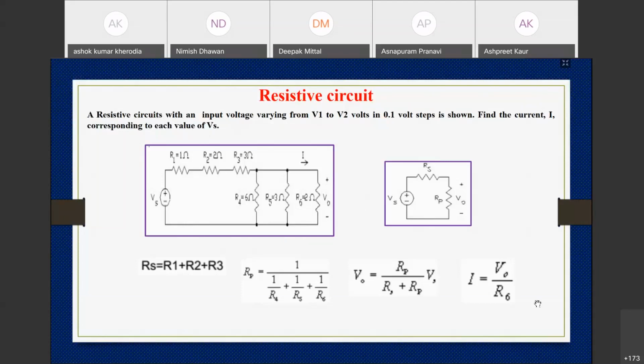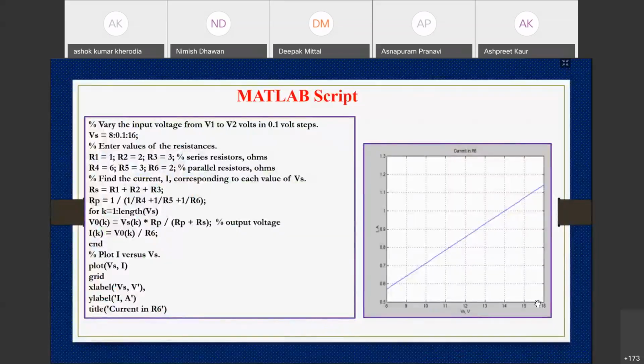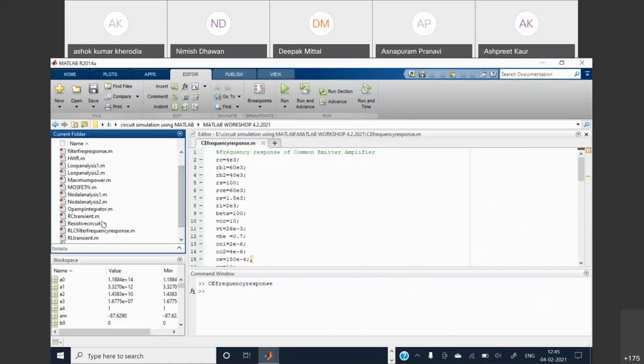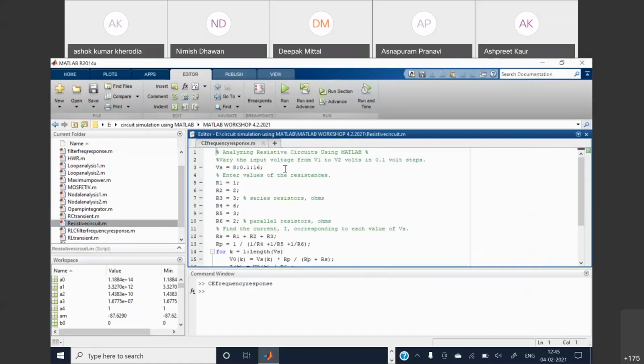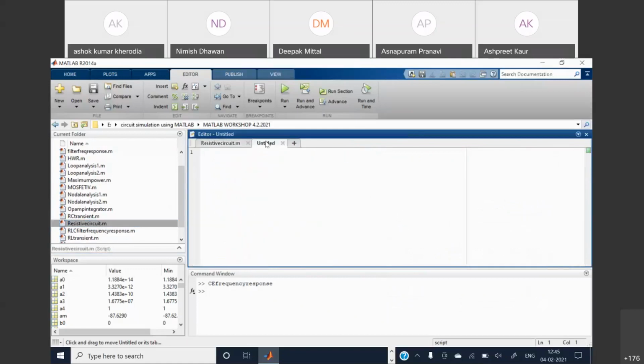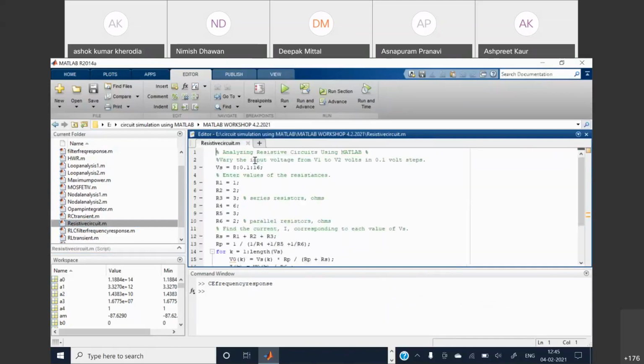So now this is the basic code and this is the circuit. I will go directly into the MATLAB window. I have written all these programs and I will explain them to all of you. See here, is this code visible? Yes.